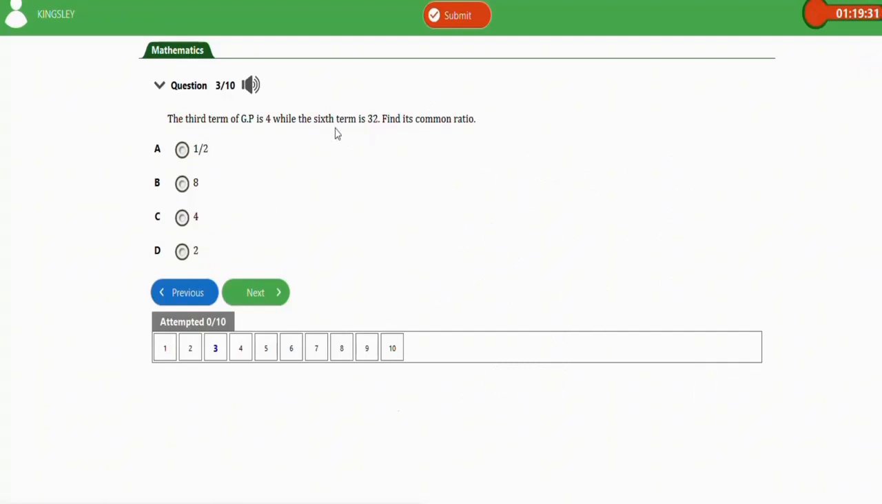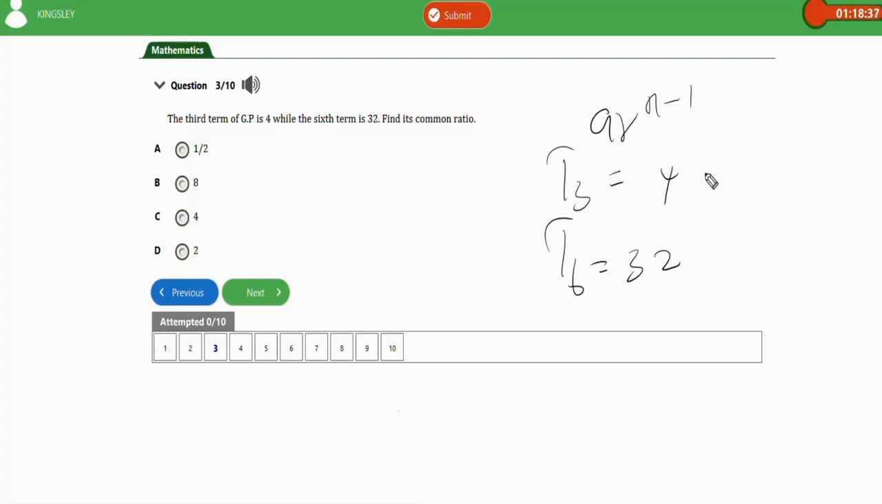Alright guys, this is the next question. It says the third term of a GP is 4 while the sixth term is 32. Find its common ratio. Follow me, guys. This is the order I follow to solve this kind of problem. Remember, the formula for the nth term of a GP is ar^(n-1). In this question, the third term T3 is 4 and the sixth term T6 is 32. This kind of question always comes out in JAMB Maths from sequences and series, so this is a repeated question.